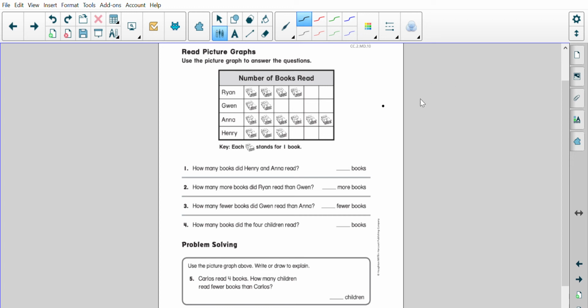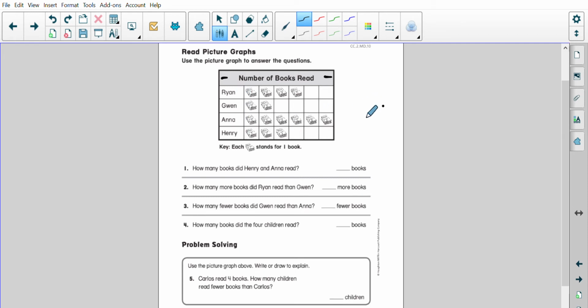We're going to continue, boys and girls, with our work looking at picture graphs. And we're going to look at this picture graph. And again, the difference between a picture graph and a bar graph is that the picture graph actually has some sort of picture. We're going to use this picture graph, and again, here's the title of the graph right here. We have the names of the children who participated: Ryan, Gwen, Anna, and Henry.